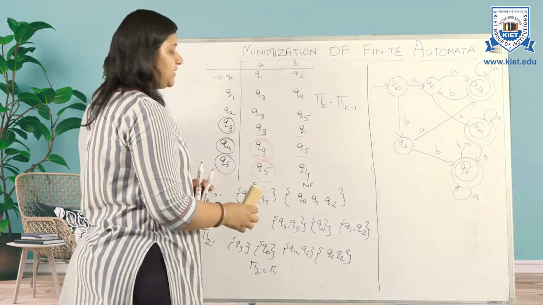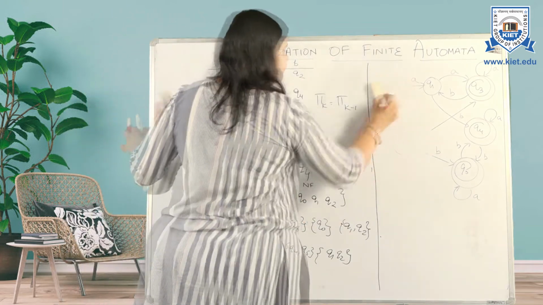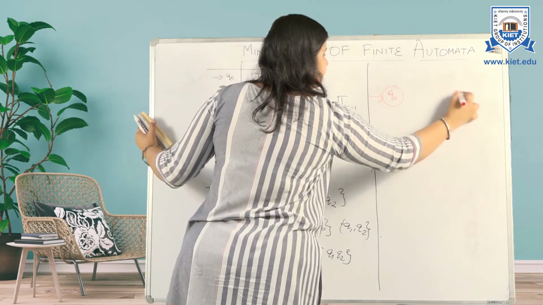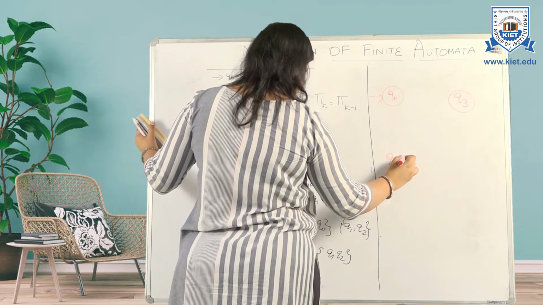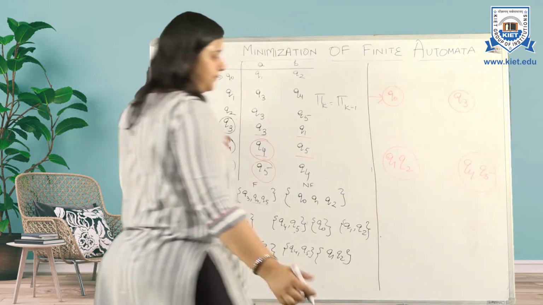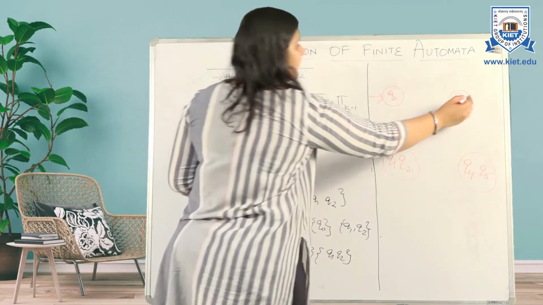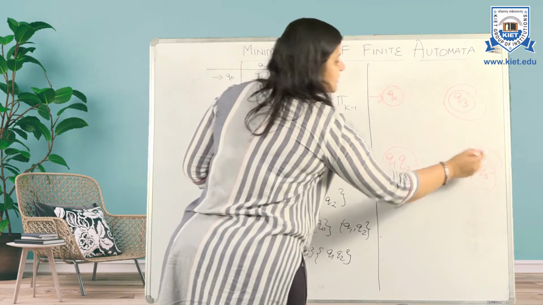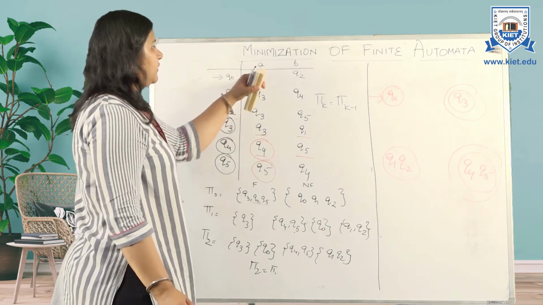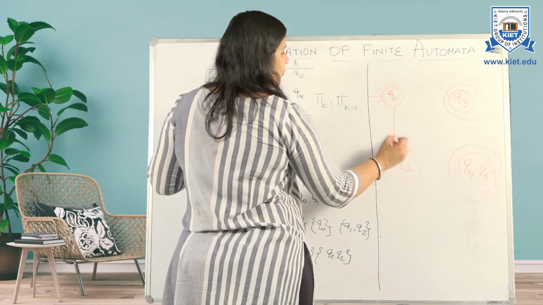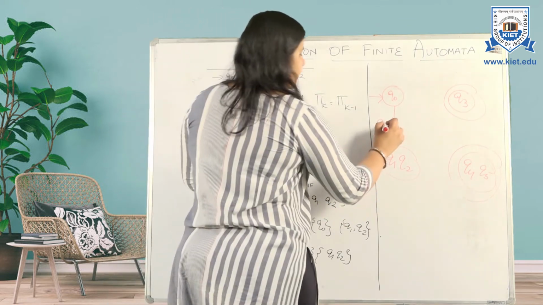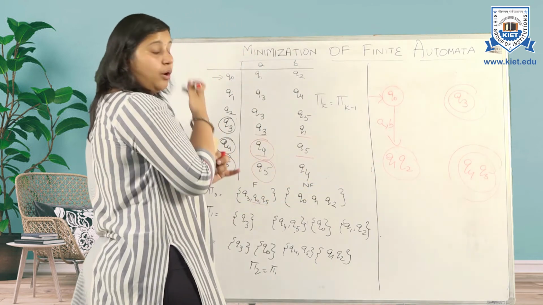So now I'll make the diagram of these 4 states. Q0 is the initial state, then Q3, Q1, Q2, and here Q4 and Q5. What is the final state? Q3 is the final state, and Q4 and Q5 is the final state, right? The rest is like this. Q0 with A is Q1 and Q0 with B is Q2, so it is A comma B, going to Q1, Q2 together.